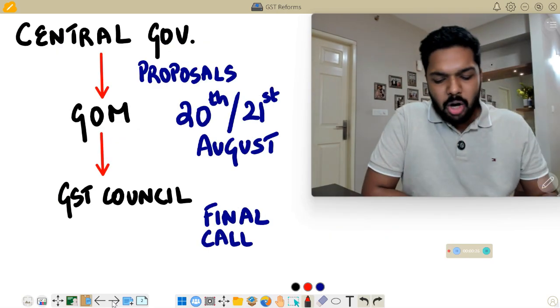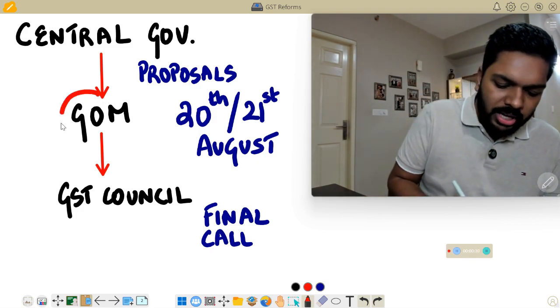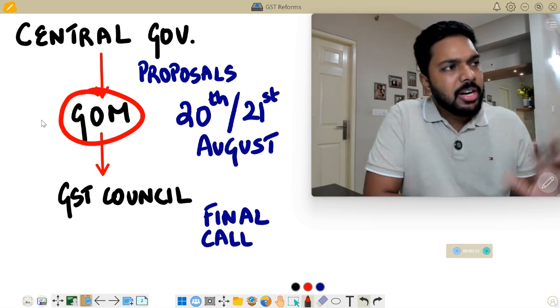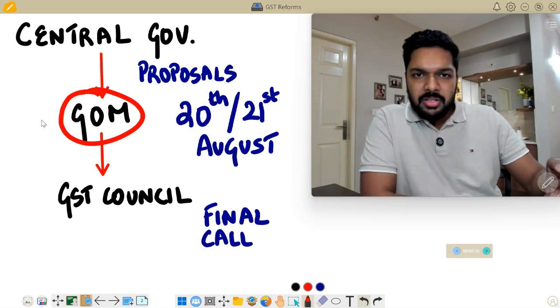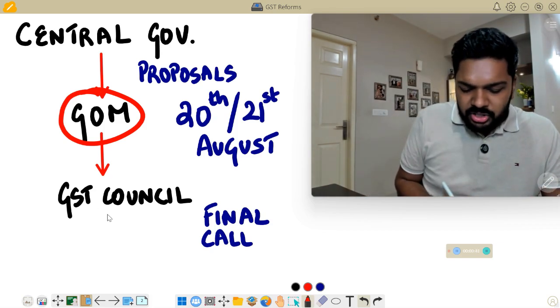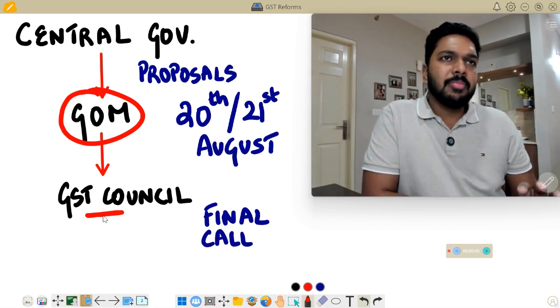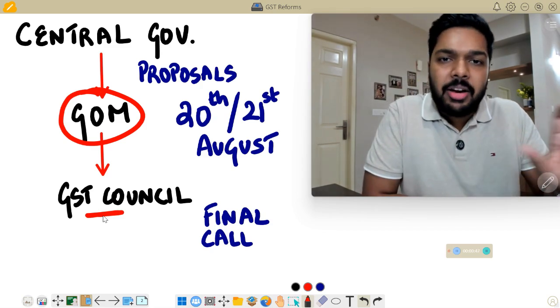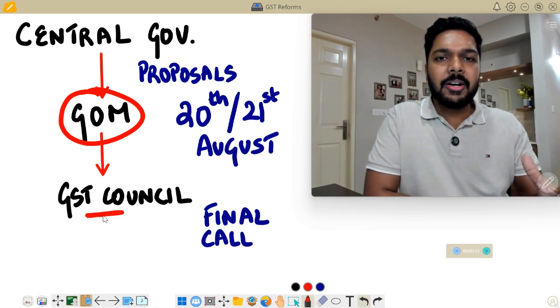Therefore, the central government gave a host of proposals to the GST Council group of ministers, known as GOM, who would have already met or will meet today, tomorrow, to discuss the final recommendations, the final proposals, and they will forward the same to the GST Council, who will meet probably by the end of September, early part of October, to release the final recommendations in GST and bring about the GST reforms in the form of a Diwali bonanza.